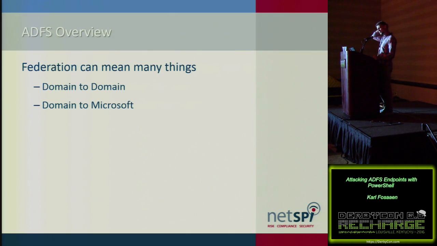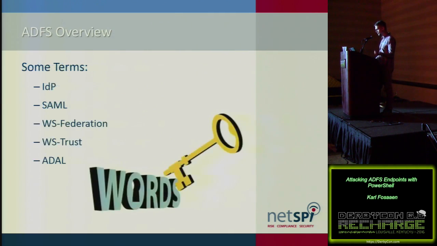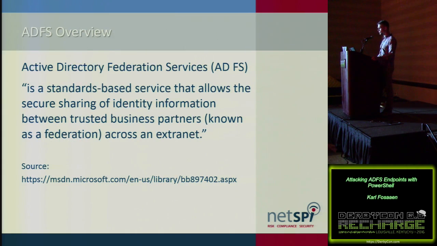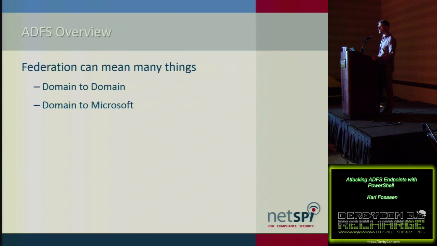So federation can mean a lot of different things. We're looking at Active Directory Federation Services. If you start looking for Windows Federation information, you get a lot of different information. You can think of it a couple of different ways, like federating from domain to domain. So I work for NetSpy. If NetSpy wants to talk to Derbycon.com, we can set up some kind of federation to communicate or share things across that federation. You can also do the same thing from a domain to Microsoft.